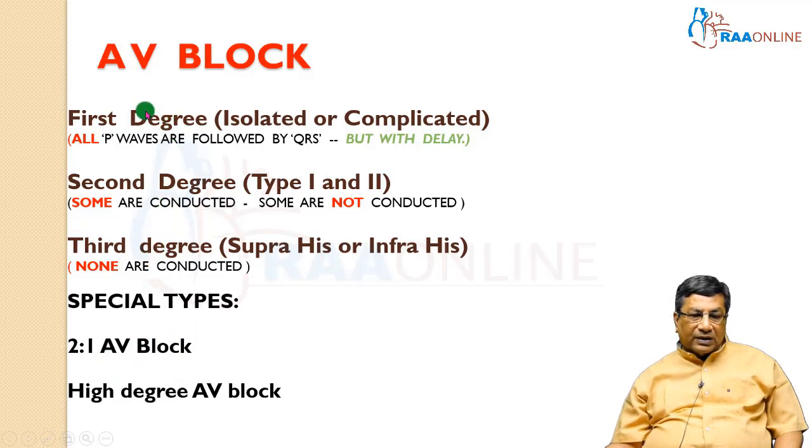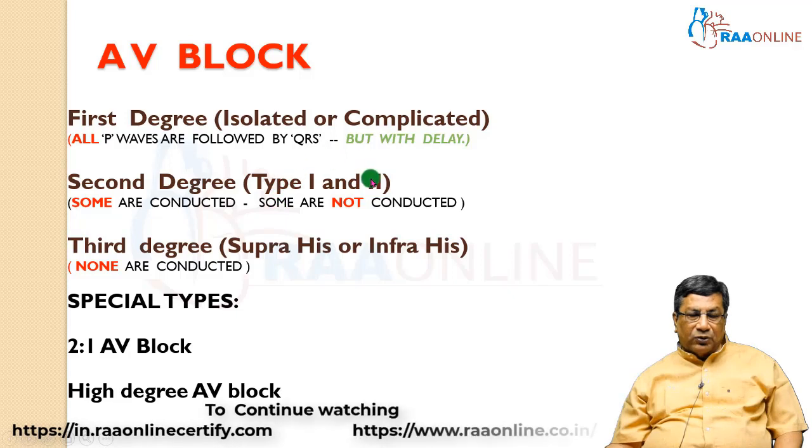Once again, the first degree, second degree and third degree atrioventricular blocks are divided into two types. First degree atrioventricular block can be isolated or complicated first degree atrioventricular block. Second degree can be type 1 or type 2, Mobitz type 1 or Mobitz type 2. Third degree atrioventricular block can be a suprahisian complete heart block or an infrahisian complete heart block.